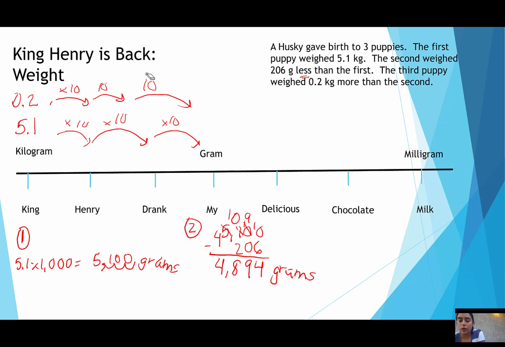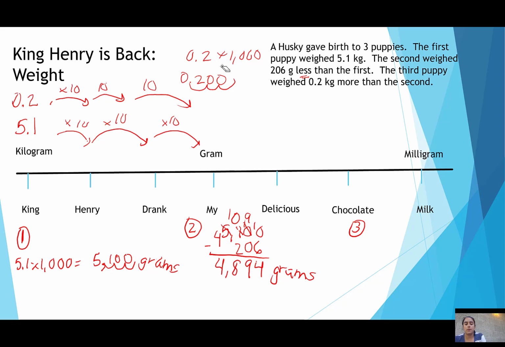So for the third puppy, I have 0.2 times 1,000. That's how much more the third puppy is going to weigh. Or I can take this, I can move it down 1, 2, 3, and I'm going to get 200. Okay, so the third puppy weighs 200 grams more than the second puppy.